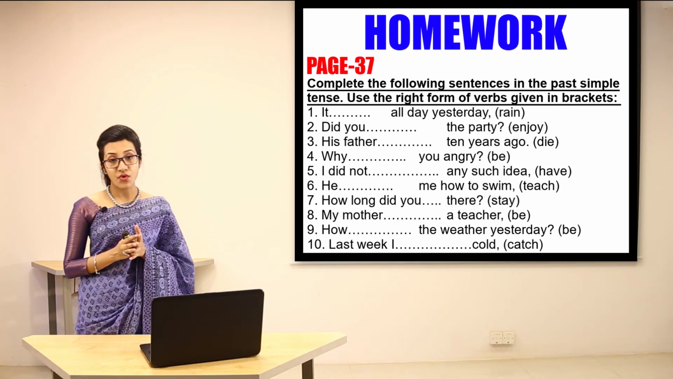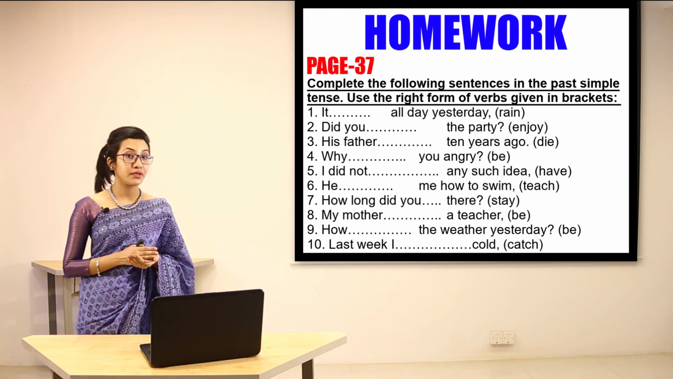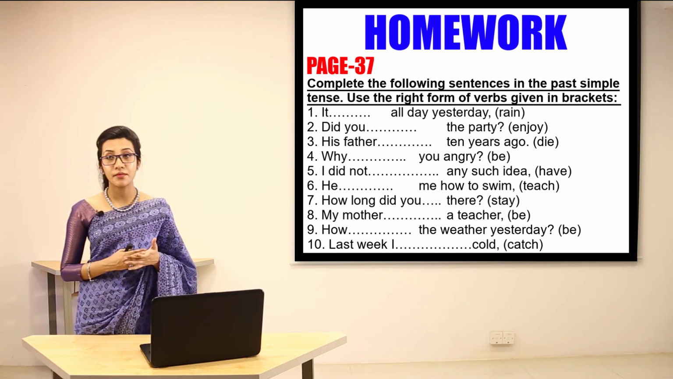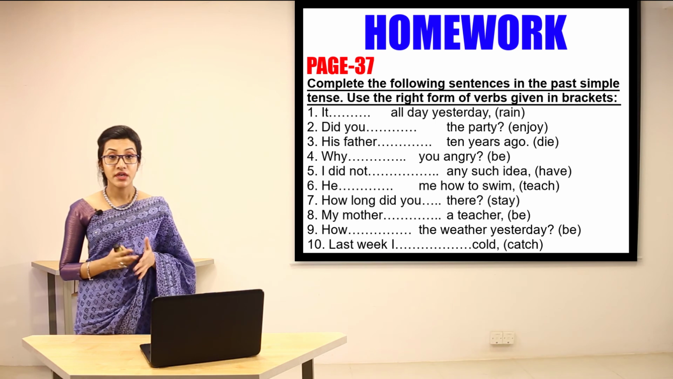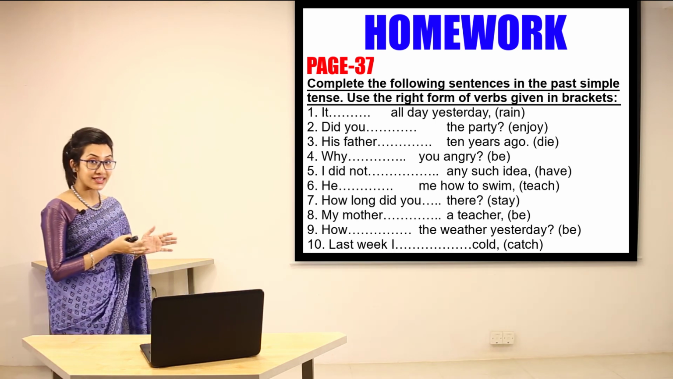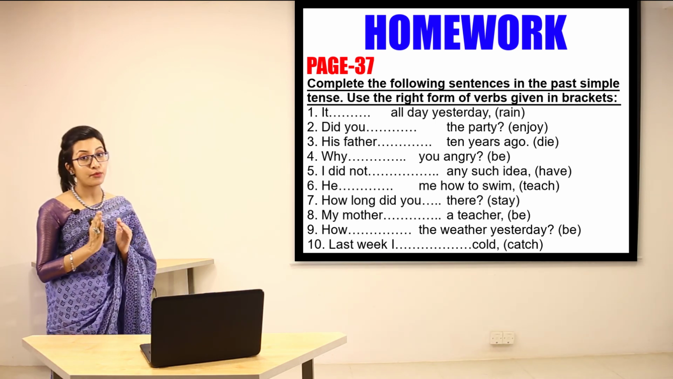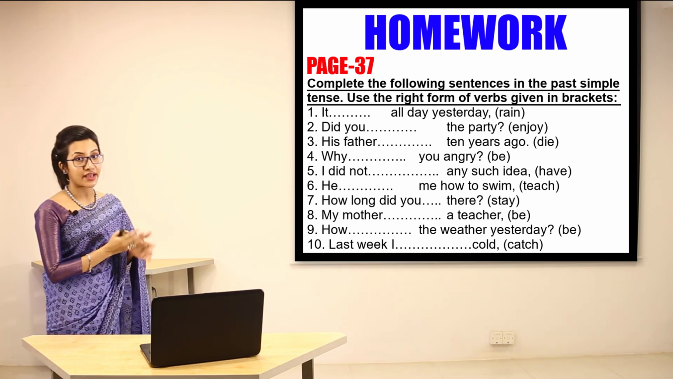So you know the structures of using past simple tense in case of to be verb and in case of action verb. You just have to focus on the sentence and you have to use the appropriate form of the verb given in the bracket.